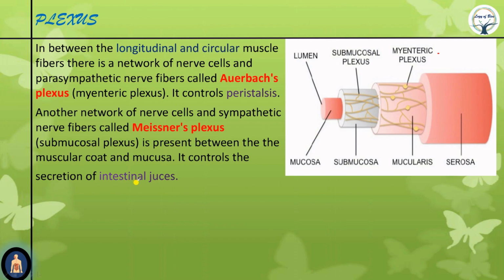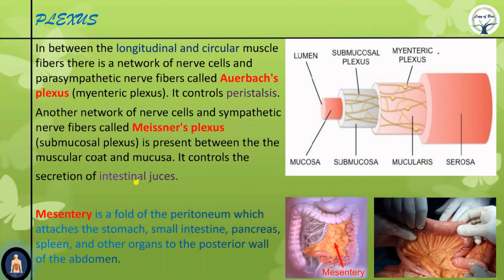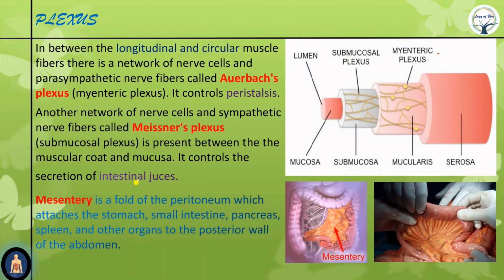Okay, so we got two plexus. Plexus are actually networks of nerve cells. One is the myenteric plexus, which is located between the longitudinal and circular muscularis, and it controls peristalsis. The other is the submucosal plexus, which is located between muscularis and mucosa, and it controls intestinal juices.